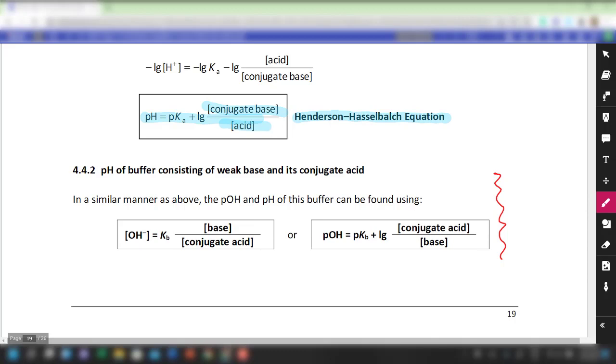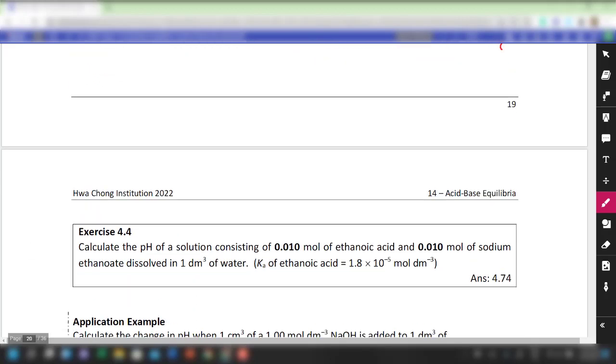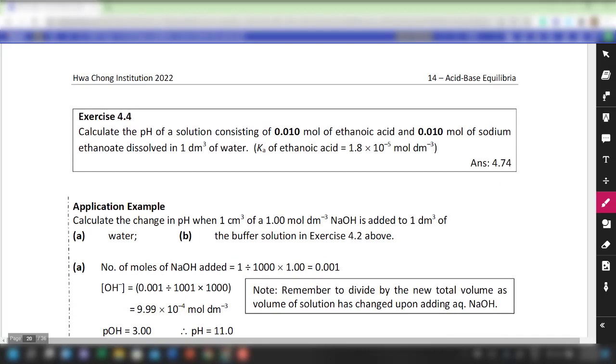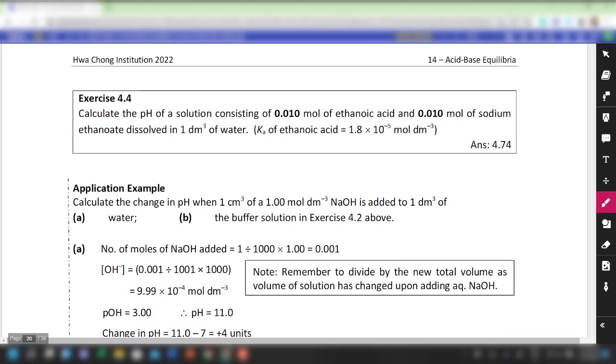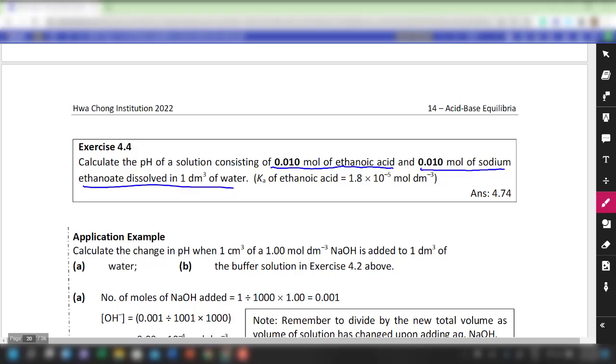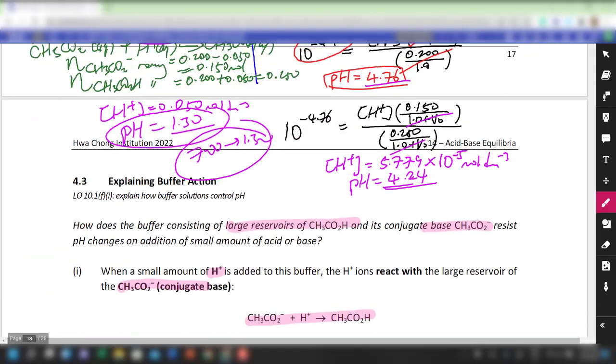Yeah, if you don't wish to, you can just use the Ka expression to solve. Okay, we will look at exercise 4.4 now, where you are supposed to calculate the pH of a solution containing 0.1 mole of ethanoic acid and 0.010 moles of sodium ethanoate dissolved in 1 dm³ of water. And I don't think you need me to go through this example because I have shown you the mathematics in my illustration over here.